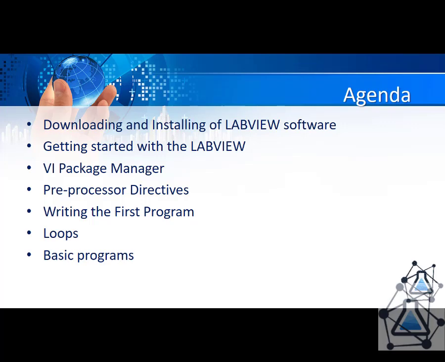Next, coming to the preprocessor directories, as we have pre-designed VIs. Example, like in C we have hash include stdio.h. The same way here we have many VIs like add VI, subtract VI. There are many preprocessor directories. In the further videos we'll start working on it, and next we'll write a first program, a basic program, and after that we go for the loops, and after that we're gonna go for basic programs.